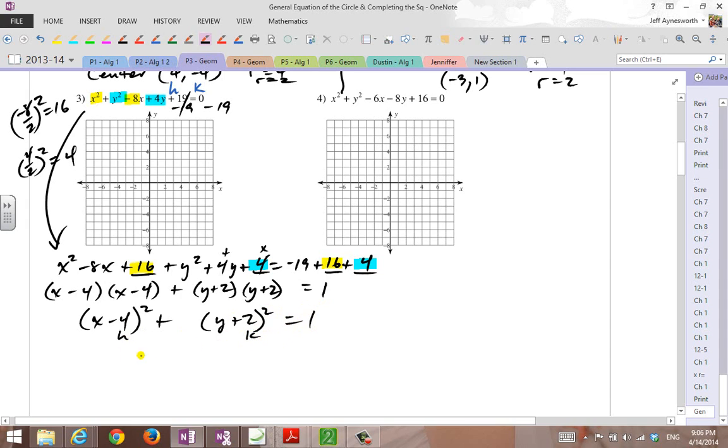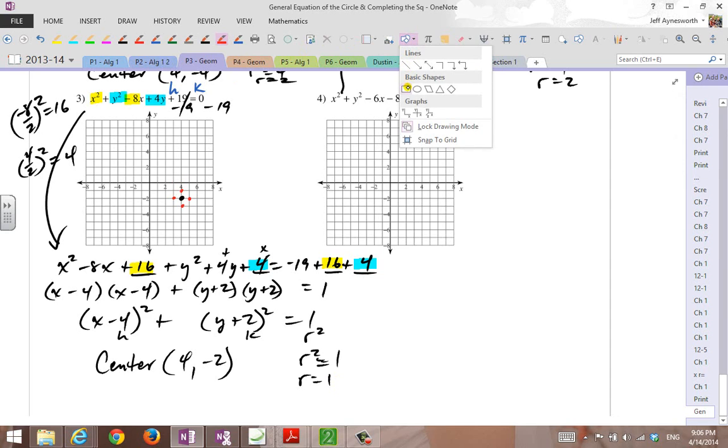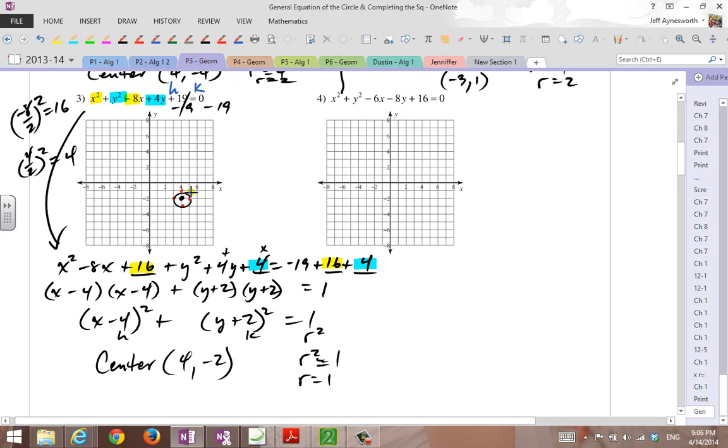Identify your h and k, which gives you your center. So it's going to be 4 comma negative 2, because y minus a negative 2 is y plus 2. Since r squared equals 1, well, the radius is 1. Okay, so at this point, you want to go right 4, down 2, graph your center, and then radiate out 1. So up 1, right 1, down 1, left 1, and then get your compass or sketch. This one's so small, you just might want to sketch it. All right, graph your little circle. There you go, radius 1. Then that's all there is to it, my friends. Piece of cake.